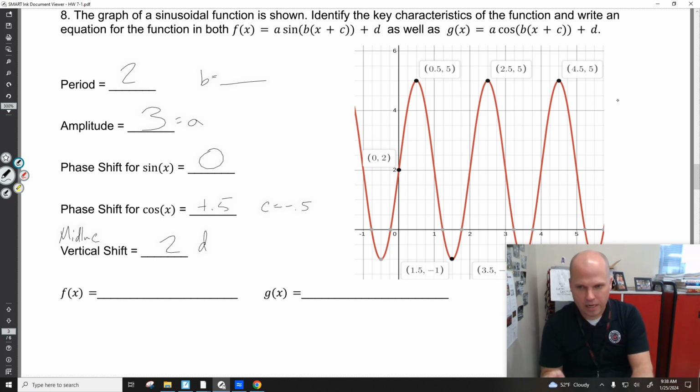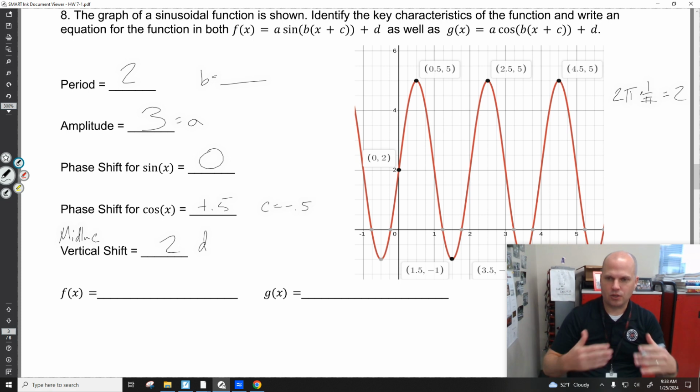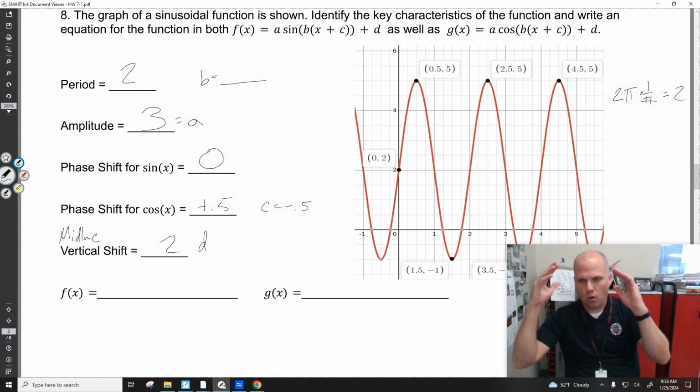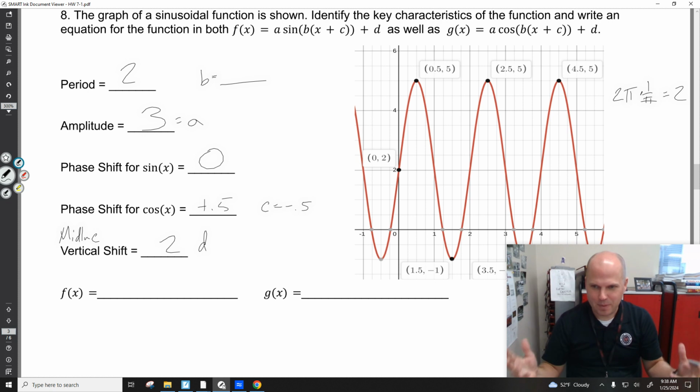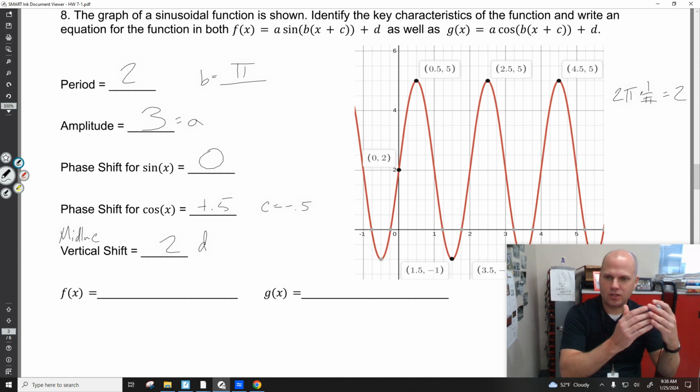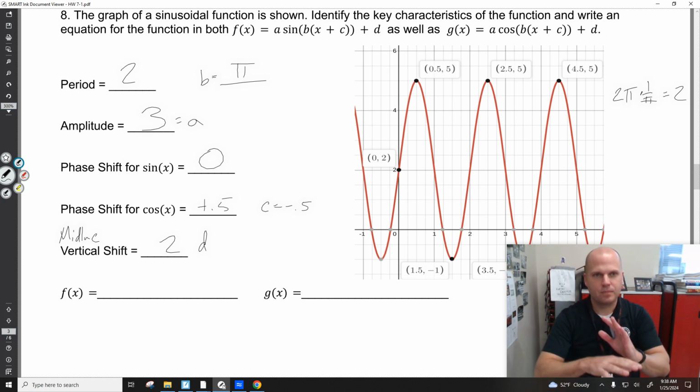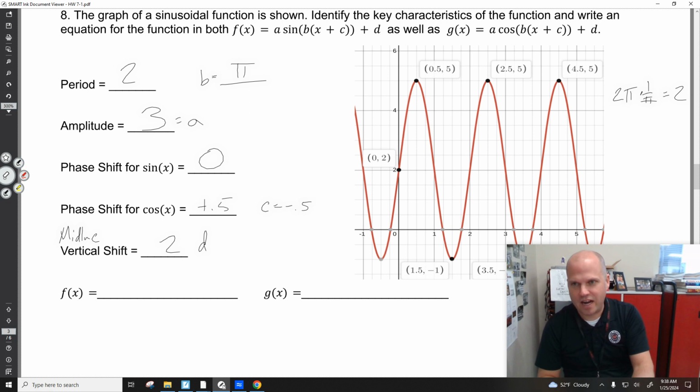My period is normally 2 pi. I want to multiply it by something so that I get a period of 2. Well, that means I'm going to have to divide by pi, so that 2 pi horizontally dilated turns into 2. When you divide by pi, what goes in your equation is pi. If I have pi in my equation, that's a horizontal dilation by a factor of 1 over pi. I'll divide by pi. If you understand that, great, you're good.